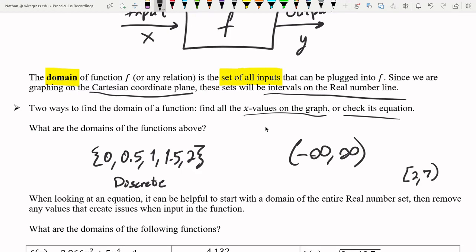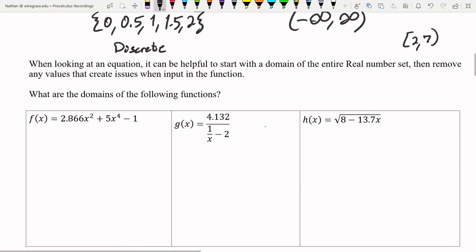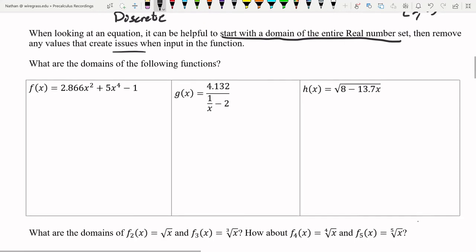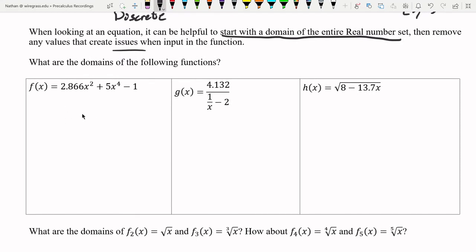Okay, now, when looking at an equation, it can be helpful to start by saying the domain is the entire real number set, like it was in that function I showed you. Then from that place, we're going to remove issues. So, in this first function, we assume first that the entire real number set is the domain, and then ask, is there any number that when plugged into this function gives us issues?